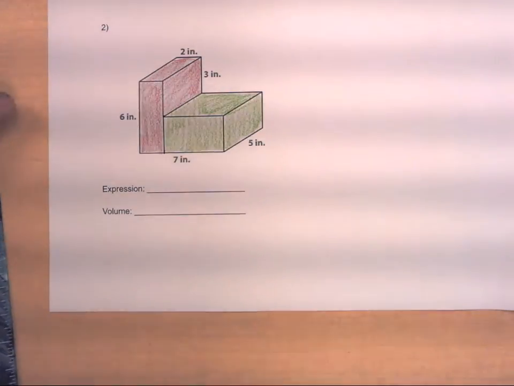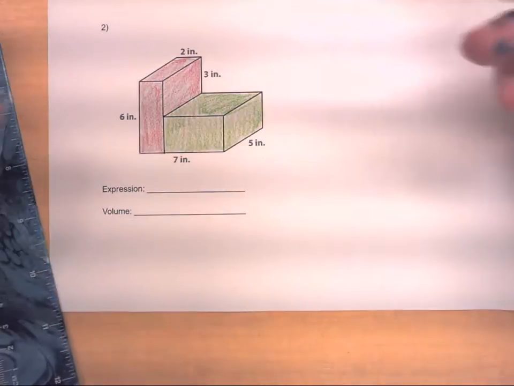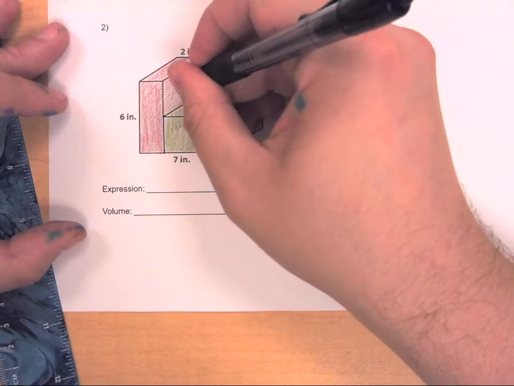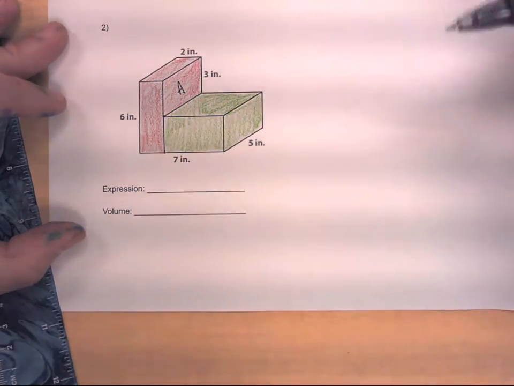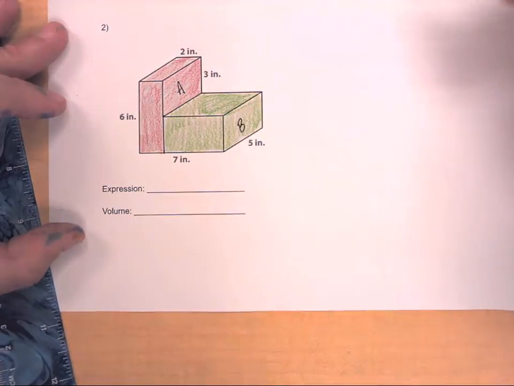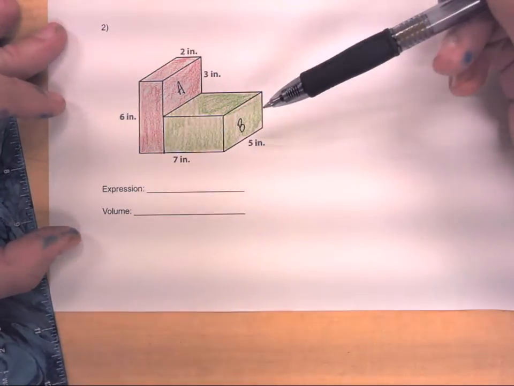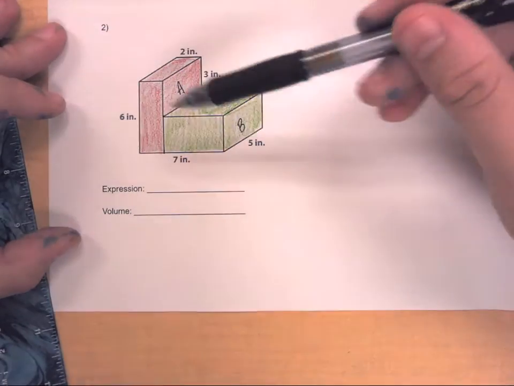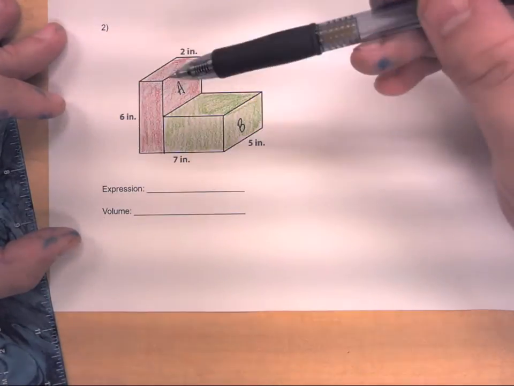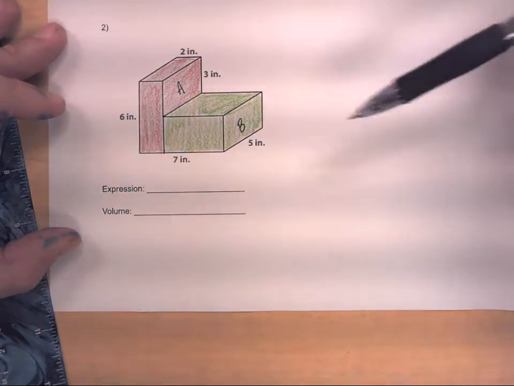So in order to find the total volume, I will need to find the volume of this prism in red, which we'll call A, and I'll need to find the volume of this prism in green, which we'll call B. Then once I've found the volume separately for both, I'll add them up to find the total volume.